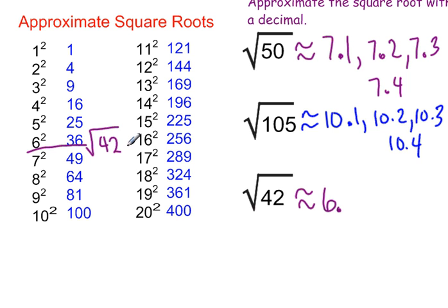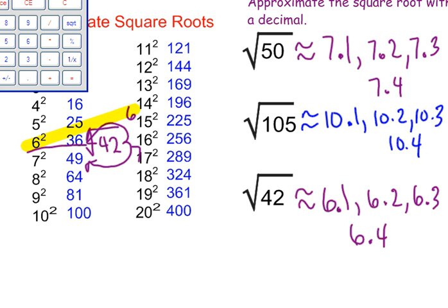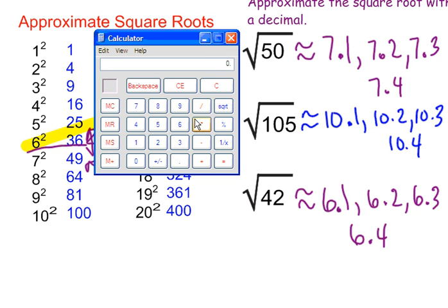Now I need to decide, is it closer to the low? That's 6 numbers away. Or is it closer to the high? That's 7 numbers. So this one also happens to be closer to the lower number, which means I'm going to guess that it's 6.1 or 6.2 or 6.3 or 6.4. Why don't you make a guess? Which do you think is actually the closest? The square root of 42? 6.4.